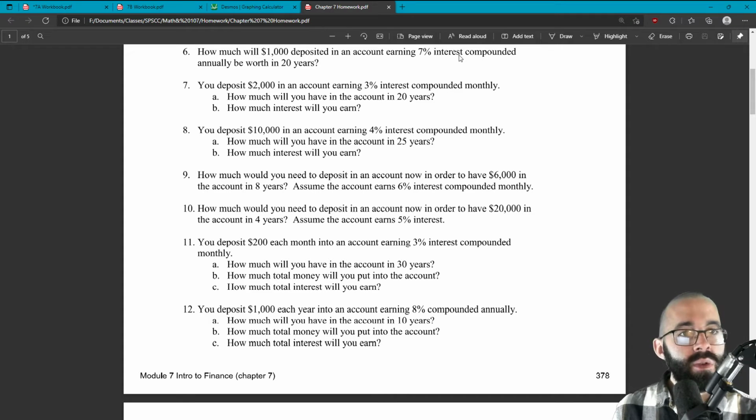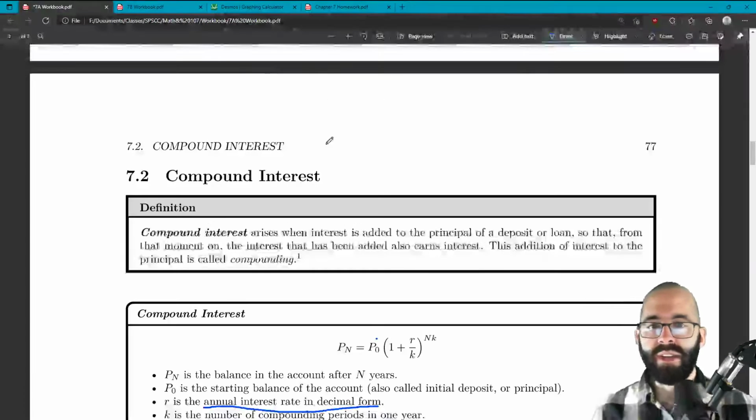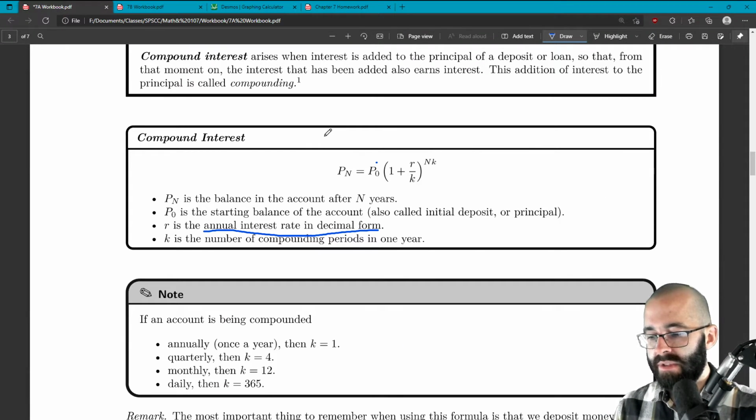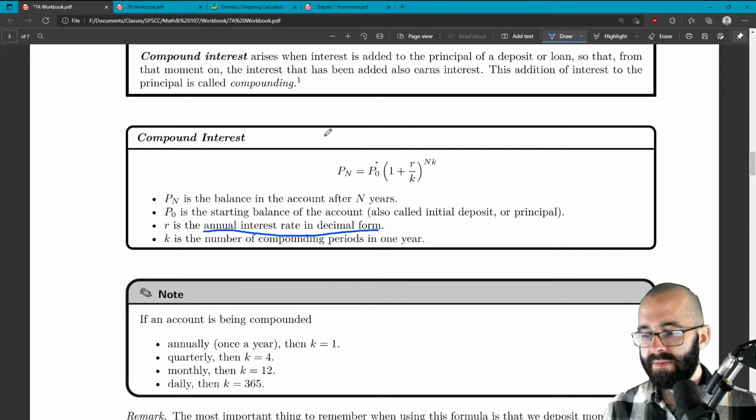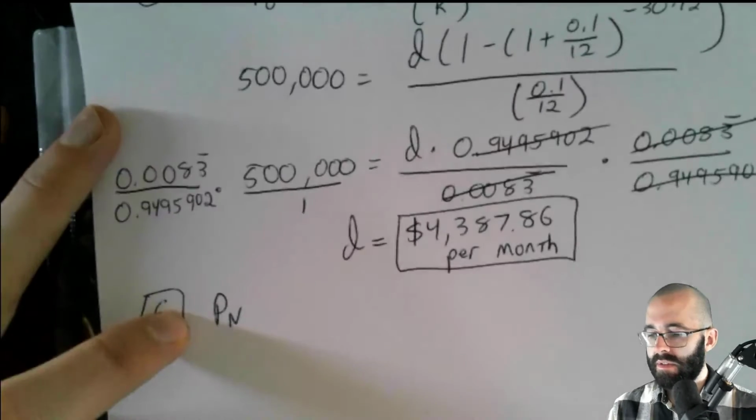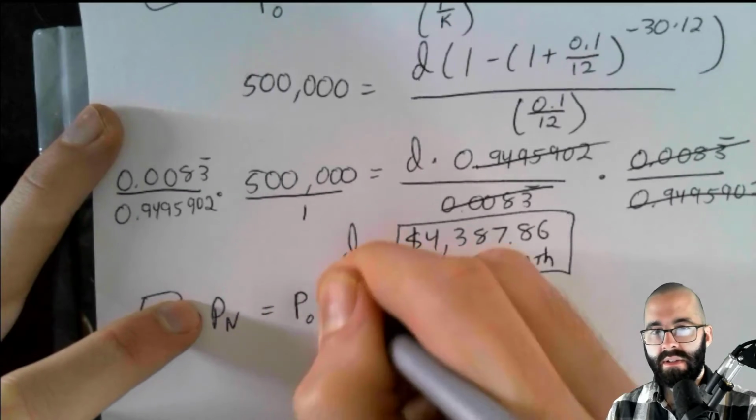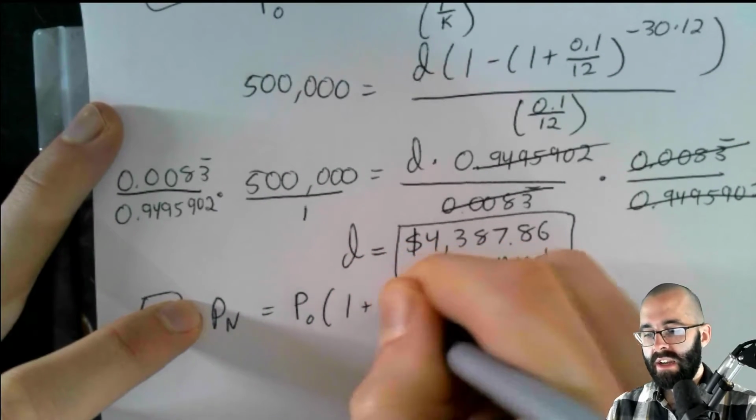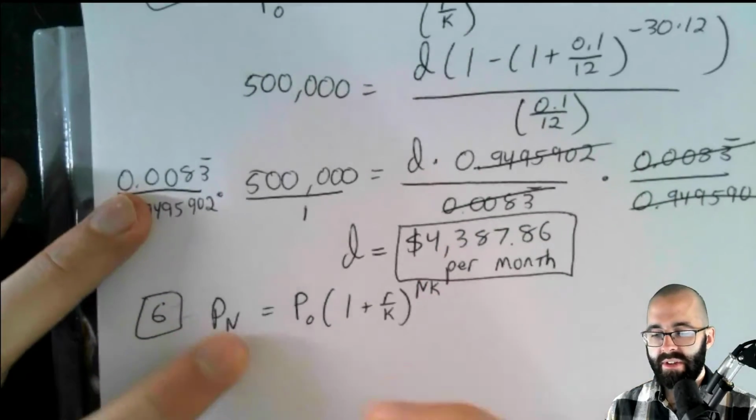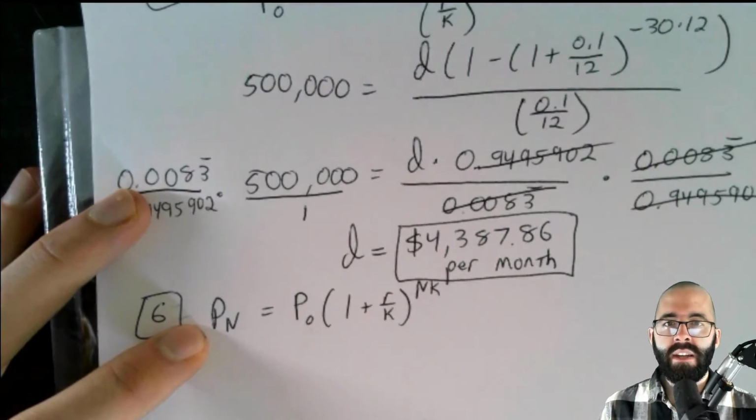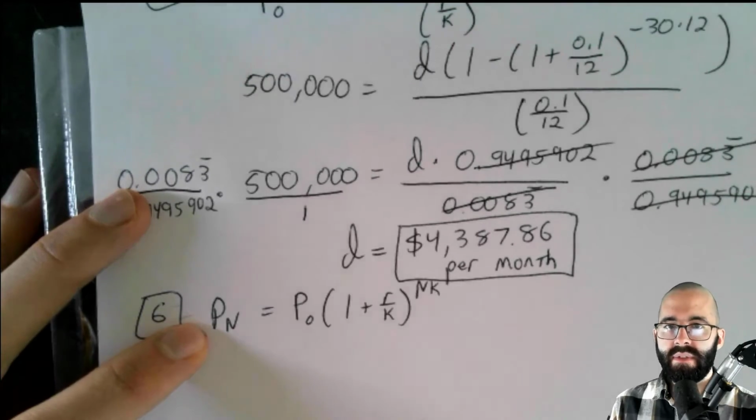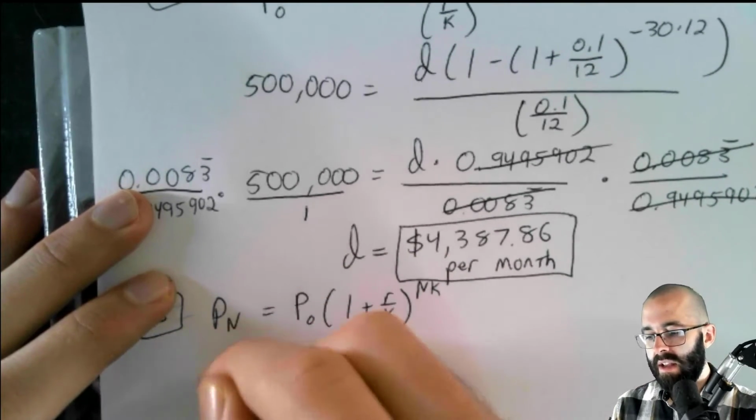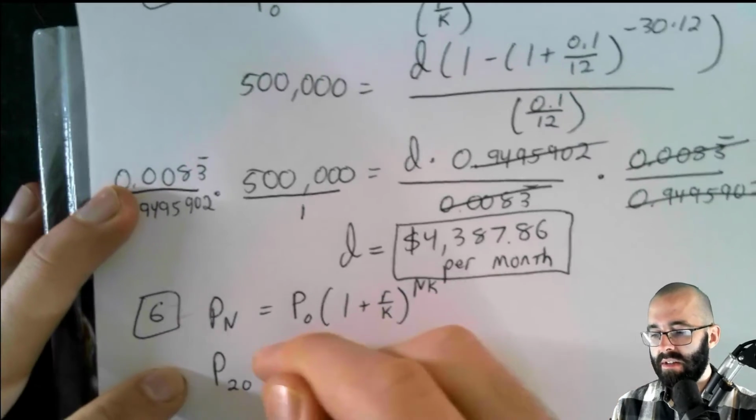Again, it's compounded annually. That's the key phrase. Compounded interest with K, it's annually, so once a year. So let's copy that formula down to our notes. P sub n equals P naught times 1 plus R over K to the NK, and then we fill in the blanks. How many years? 20 years. So N is 20, replace N with 20.